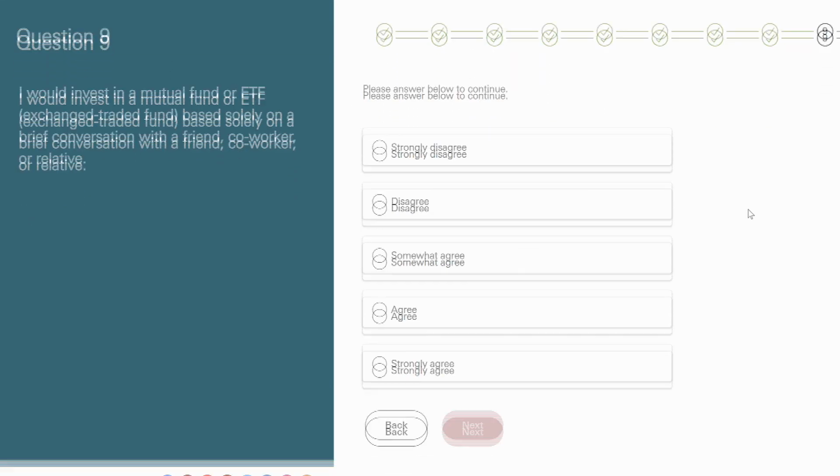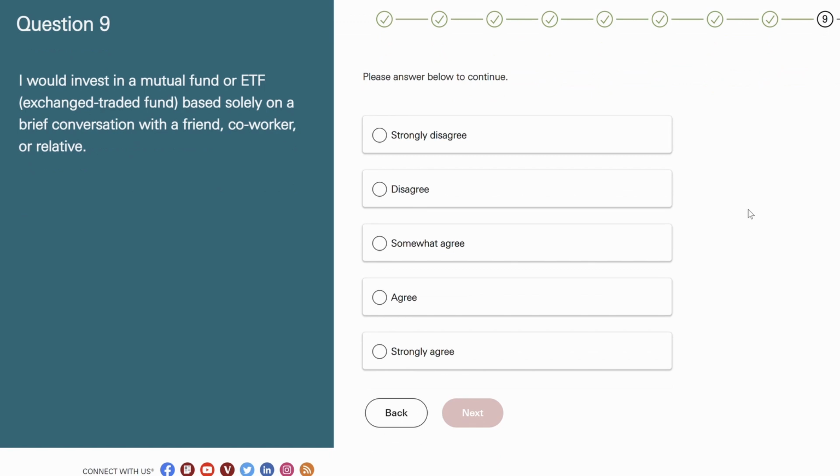Next up, number 9: I would invest in a mutual fund or ETF based solely on a brief conversation with a friend, coworker, or relative. That's going to be a strongly disagree. You should not change your assets, your investments that often, especially not at the water cooler.